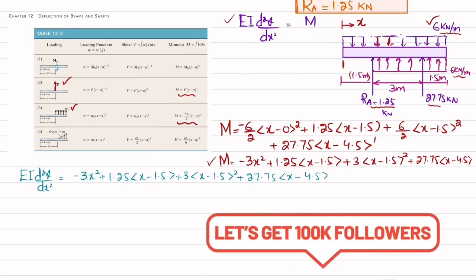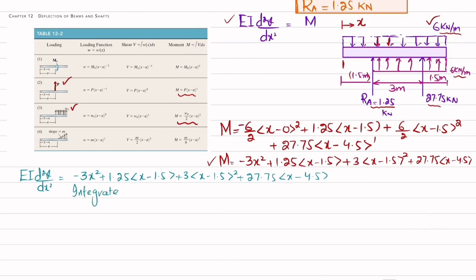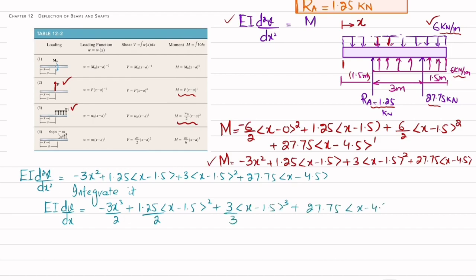So what we'll do is integrate this equation. You will get EI into dV over dx, where V is deflection, will be equal to minus 3x cube over 2 plus 1.25 times x minus 1.5 square divided by 2 plus 3 into x minus 1.5 power 3 divided by 3 plus 27.75 into x minus 4.5 power 2 divided by 2, and there will be a constant of integration C1.